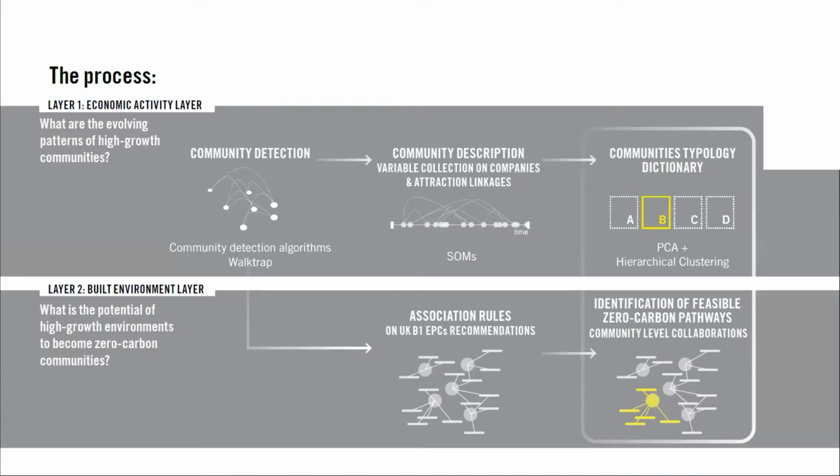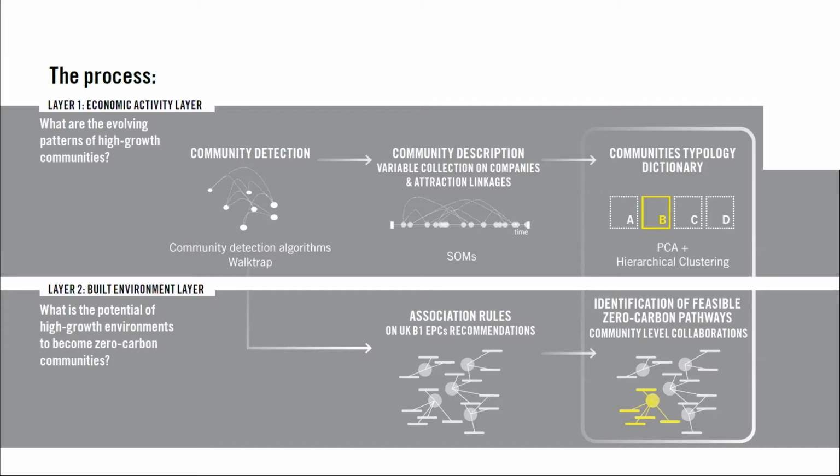And this is a summary of the workflow that we've created to answer these questions. On the economic layer, first we are going to identify or detect these communities. Then we are going to gather information to describe them, so we are able at the last step to create a dictionary of typologies, so groups of communities that have similar characteristics.